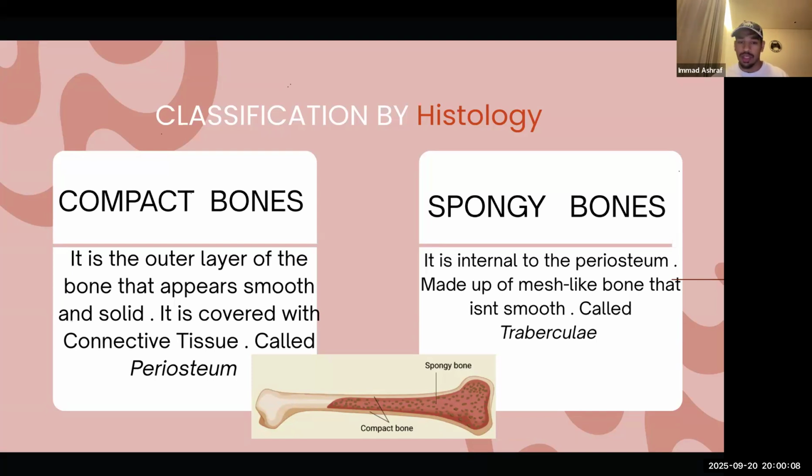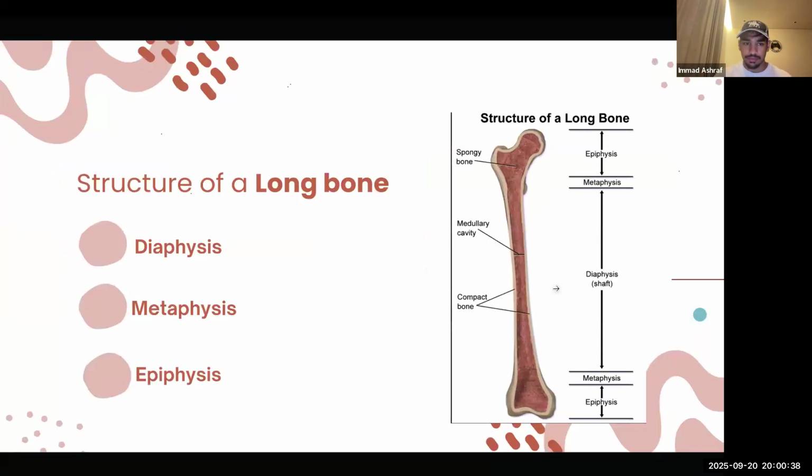You know, in the cartoons, when you see the white bone, that's compact bone. Spongy bone is internal to the periosteum, so it's within the compact bone. It's deep to the compact bone, you can say, right? It's made up of mesh-like bone that isn't smooth, called trabeculae. So this bone is not like the classic white bone that's solid. It's mesh-like. It's like a honeycomb structure. You know how you have cheese, like the classic Tom and Jerry cheese with holes in it. It's kind of like that, spongy bone. Okay?